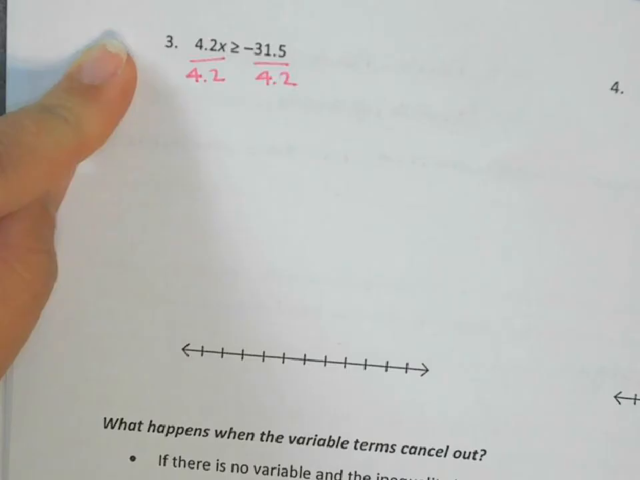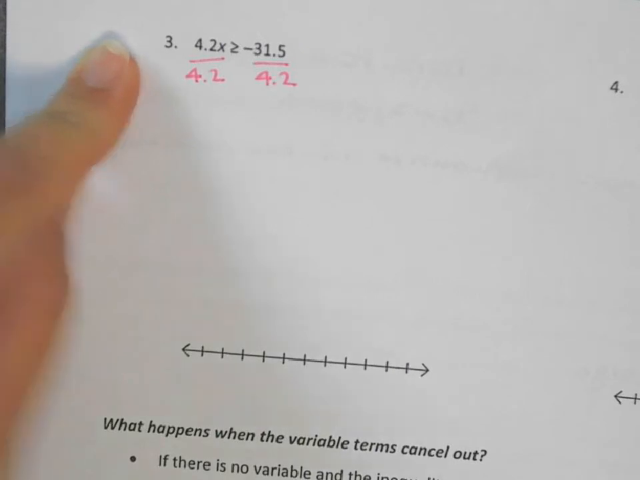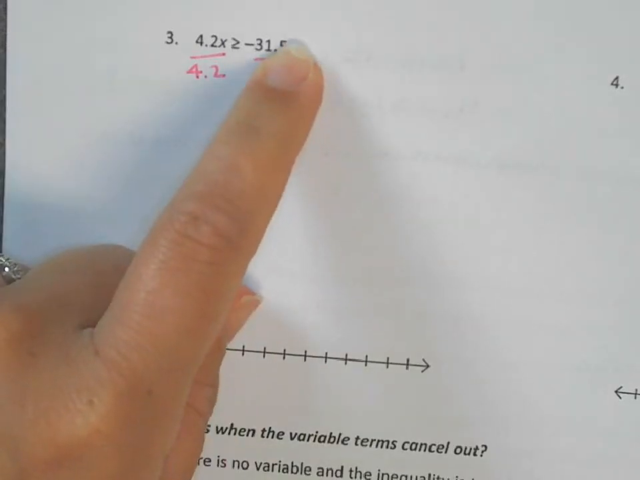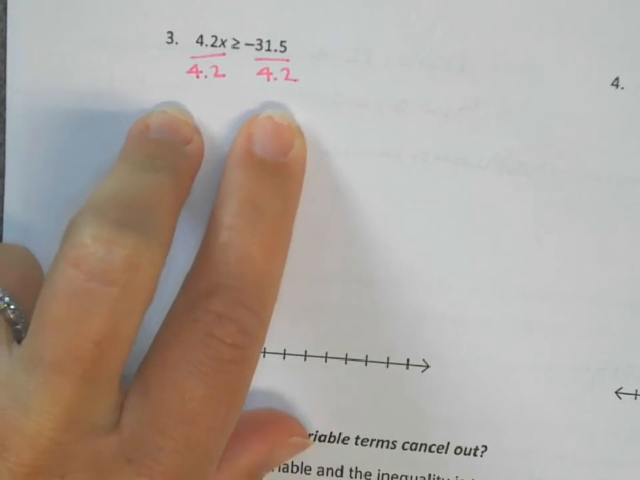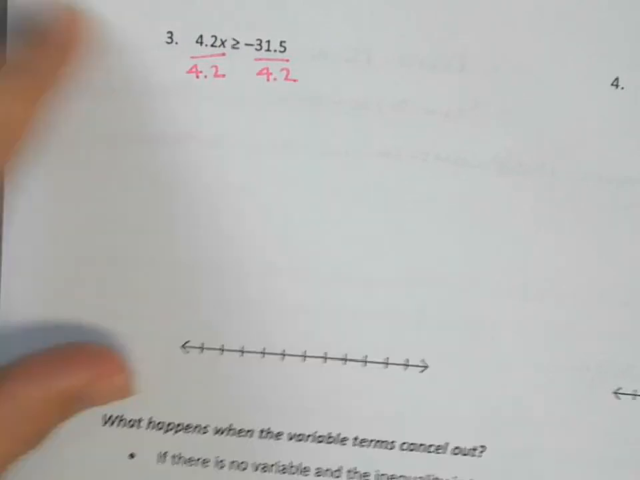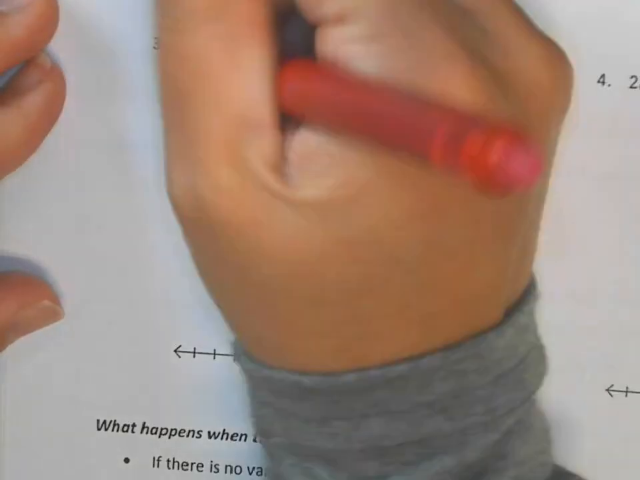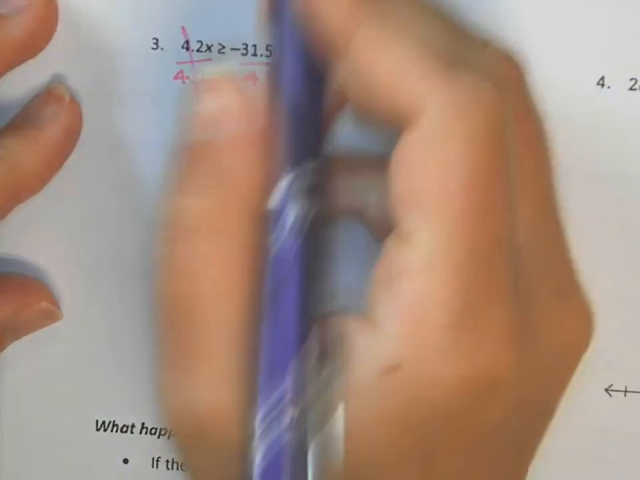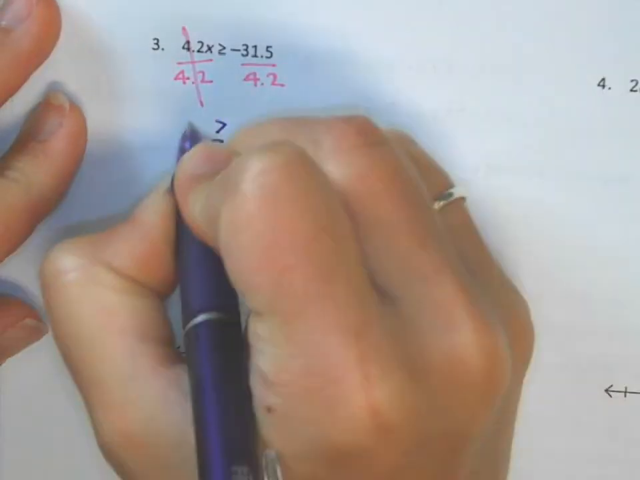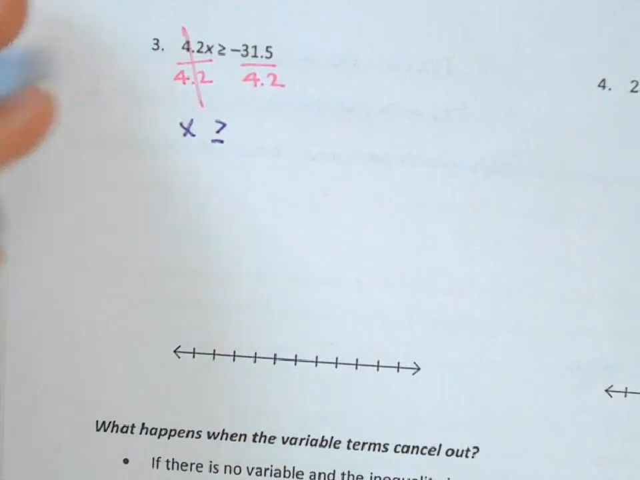Do I need to flip the sign here? No. Even though that is a negative, that's not what I care about. I divided by positive 4.2. So nothing happened with the sign there. I still have a greater than or equal to sign. I have x on the left. Anyone have a calculator? What's negative 31.5 divided by 4.2?